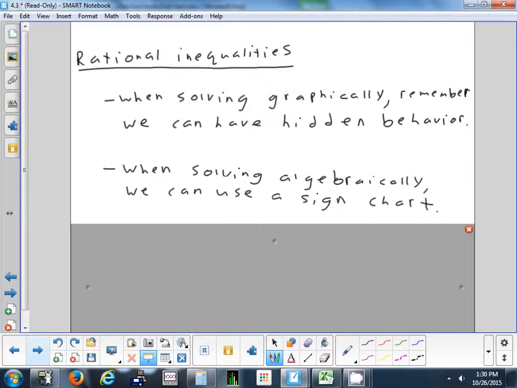Yeah. So the problem is, if you multiply or divide both sides by a variable, we don't know if the variable is positive or negative. That's a problem because we don't know if we should flip the sign. All right, so when you're solving an inequality, do not multiply both sides by something with a variable because you don't know if you should flip the sign. Use a sign chart.